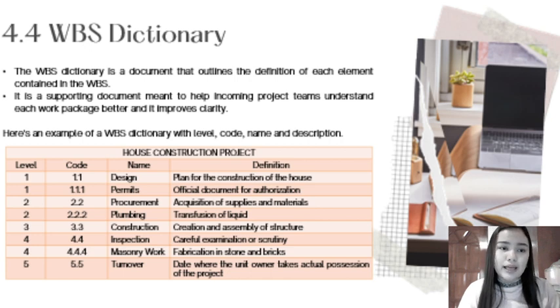Kung gusto nyo ng may 1.1 or 1.1 underscore A, or any code that you like na hindi pare-pareho, okay lang. And then yung name is yung name ng inyong work breakdown structure. Yan, design, permits, procurement. Yan yung mga phases ng breakdown structure. And you also need to include the definition of each deliverable.